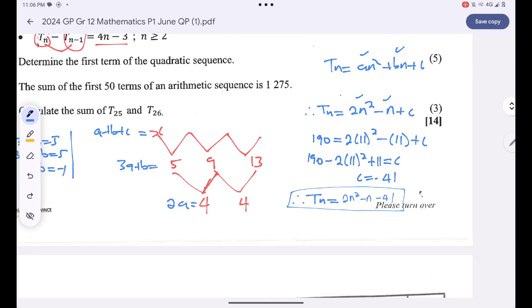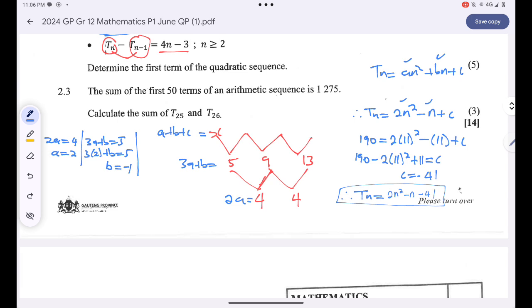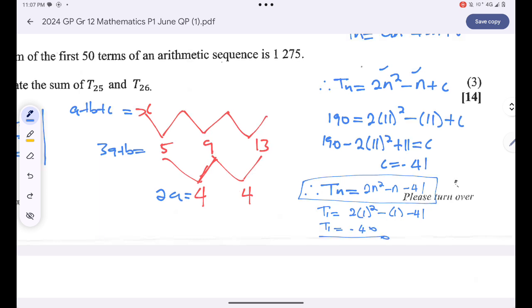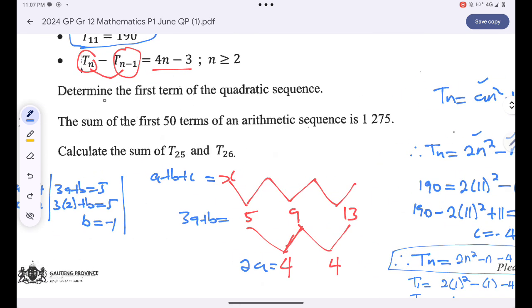Yeah? Okay, so they wanted me to determine the first term of this quadratic number pattern. I can simply say T1 is equal to 2 multiplied by 1 minus 1 minus 41. And then T1 will simply be equal to negative 42 plus 2, that's negative 40. So T1 would be just negative 40, right?